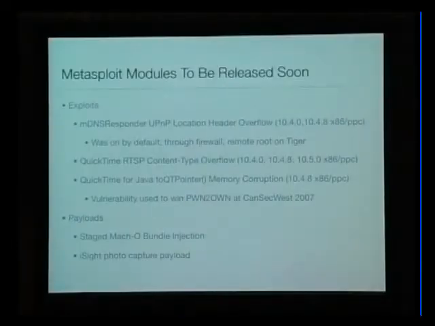Also, the QuickTime Java to Qt pointer vulnerability. This is what I used to win the Pwn2Own contest in 2007, which is also another really great vulnerability. They let you just read and write arbitrary memory across the full address space from a Java applet. So once you have that, it's really game over. And the two payloads that I talked about, the staged bundle injection and the iSight photo capture.